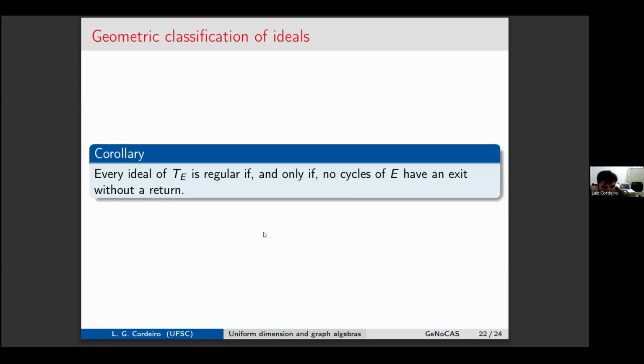And as a corollary, every ideal of the talented monoid is regular if and only if no cycles of E have an exit without a return. And this geometric condition was already known to be the same as the Leavitt Path Algebra of E having only regular ideals. So indeed we have a very strict dictionary between the ideals of the talented monoid and the ideals, or rather the graded ideals of the Leavitt Path Algebra.